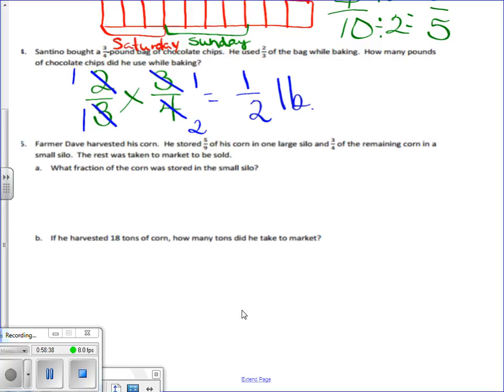Is this solved like number 4? No. Is this solved like number 3? Yes. So see if you can solve it.